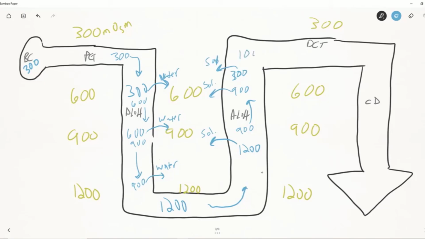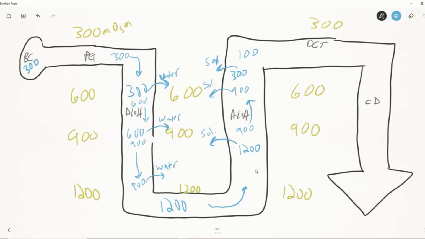By the time we get to the top, we're actually even less than we started with as far as osmolarity goes. We're down to about 100 milliosmoles. We'll come back to that in a moment. Let's go back and look to see what the point of all of this is.